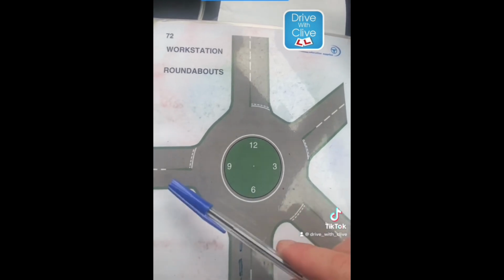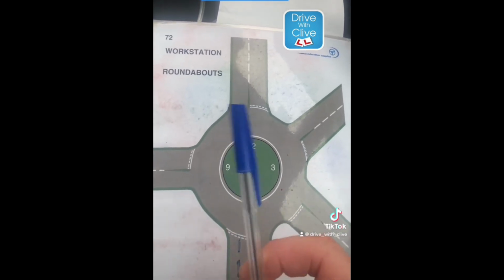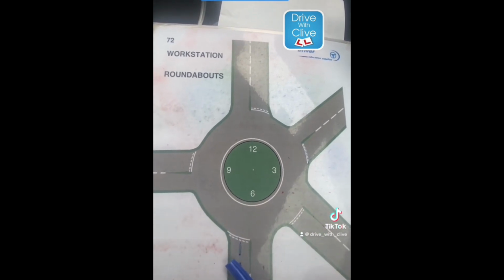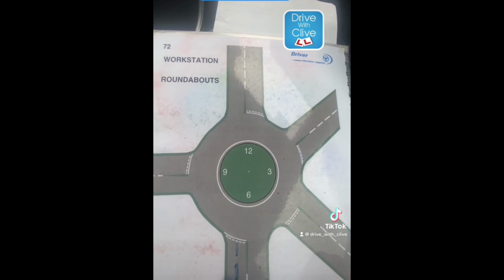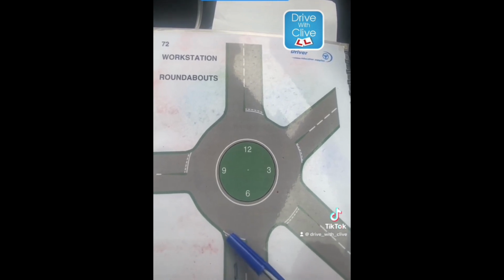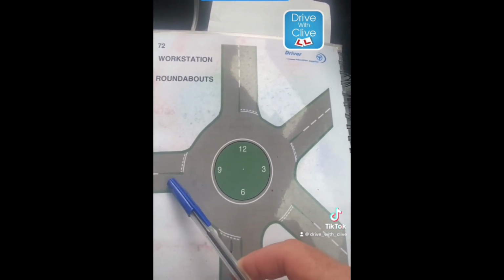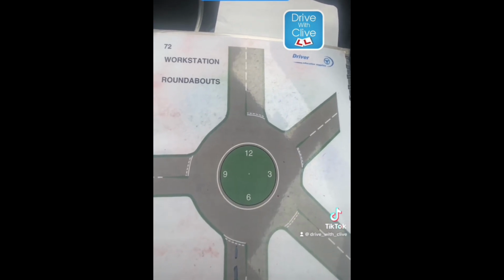If you're taking the first exit to the left, it's before 12 o'clock, so left hand lane, and the previous exit is actually the road you're coming up on. So you signal left as you approach, and you leave it on until you exit.